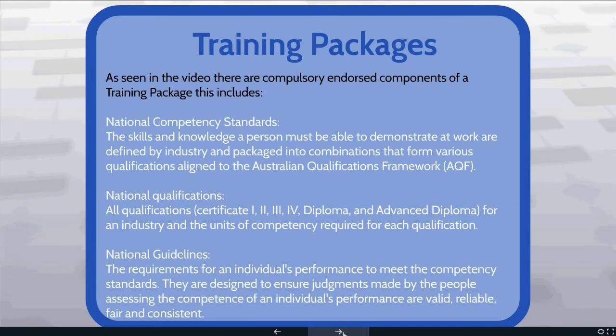So a part of these endorsed components is what we call the national competency standards. And that's where the skills and knowledge a person must be able to demonstrate at work are defined by industry and packaged into combinations that form the various qualifications aligned to what we call the AQF, the Australian Qualifications Framework. They're national qualifications, so all qualifications, Cert 1, 2, 3, 4, Diploma and Advanced Diploma, are for an industry, and their units of competency are nationally recognised.